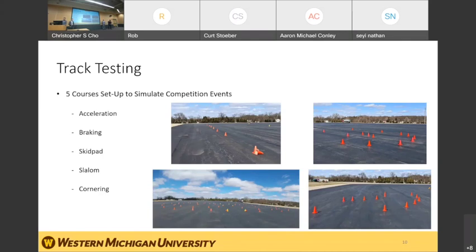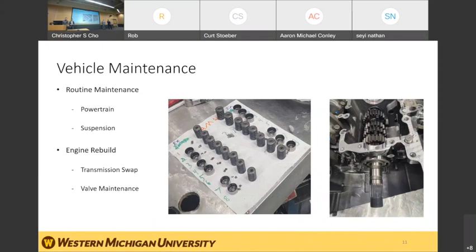Skid pad, which is one of the 4 main competition events, where the car will drive in a figure-8 pattern. Slalom and then quartering setups, including a hairpin and tight turn, were set up to mimic autocross and endurance events at competition. Those events are 2 of the longer events, so we did not have any space to set them up. To ensure the vehicle was at its peak condition for testing, some routine maintenance was completed.